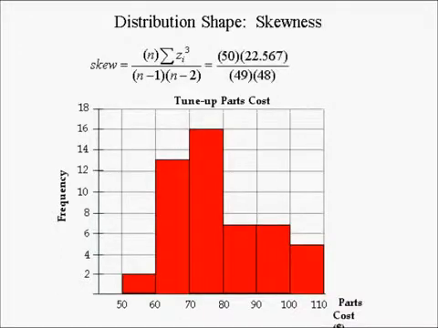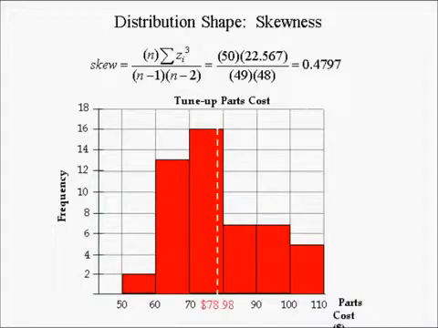The sample size is 50, n minus 1 is 49, n minus 2 is 48, and the sum of cube z-scores is 22.567. The skew is equal to 0.497. Now that was really close to the average cube z-score of 0.451. That's because n equal 50 is quote-unquote large. Now the larger the sample size, the closer the average gets to the actual skew.